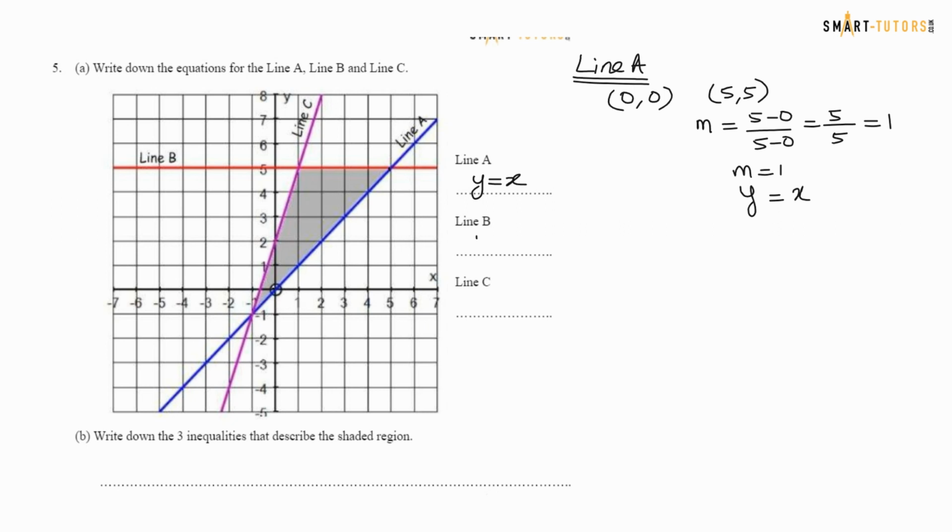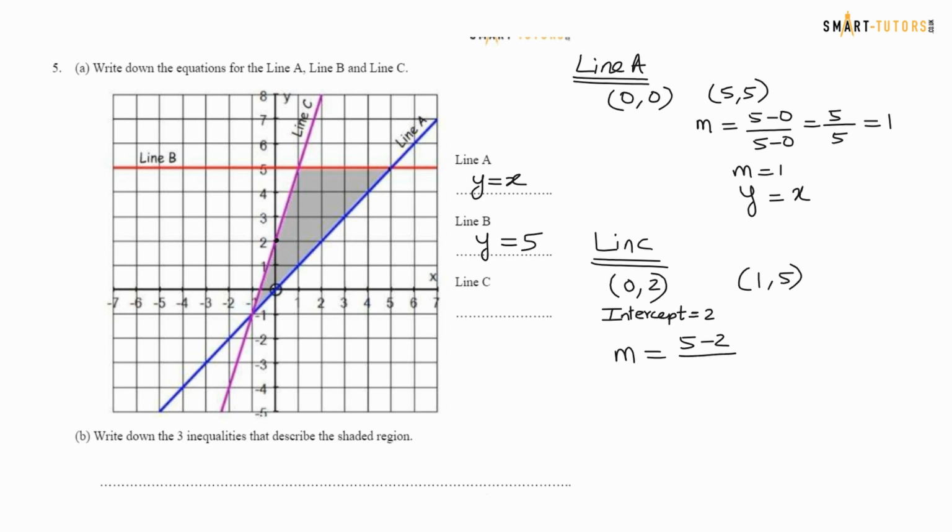Line B, we know it's easy: y equals 5. And the next line is line C. How do we find out the equation of line C? Line C is passing through 0, 2. So 0, 2 means the intercept has to be 2. And this is going to be 1, 5.